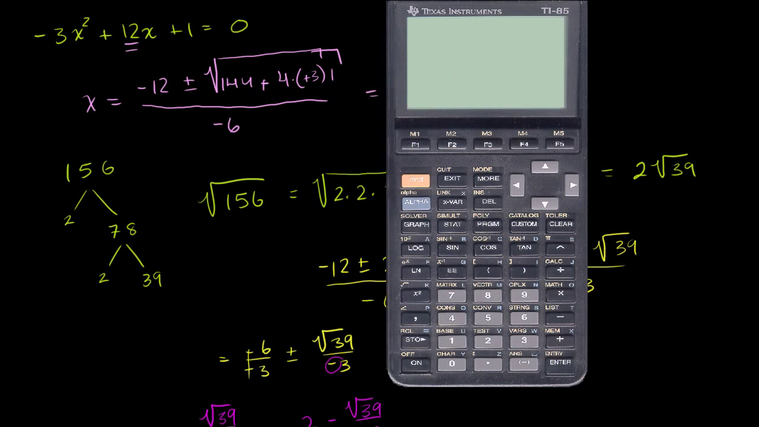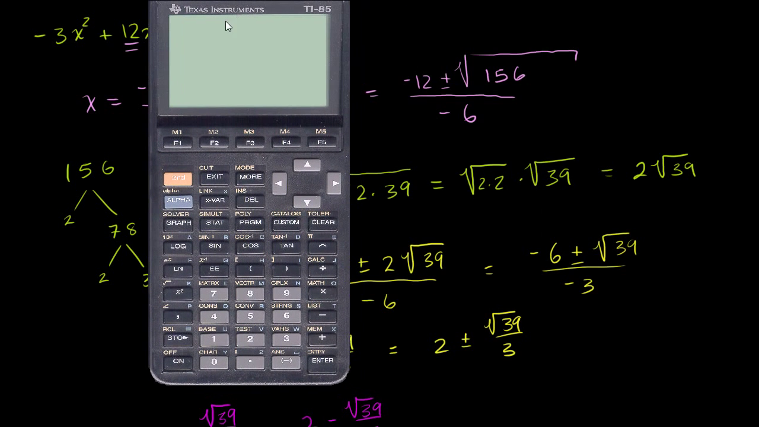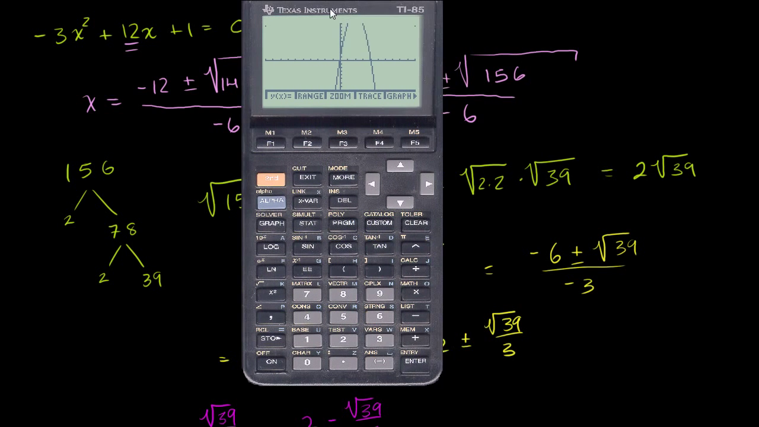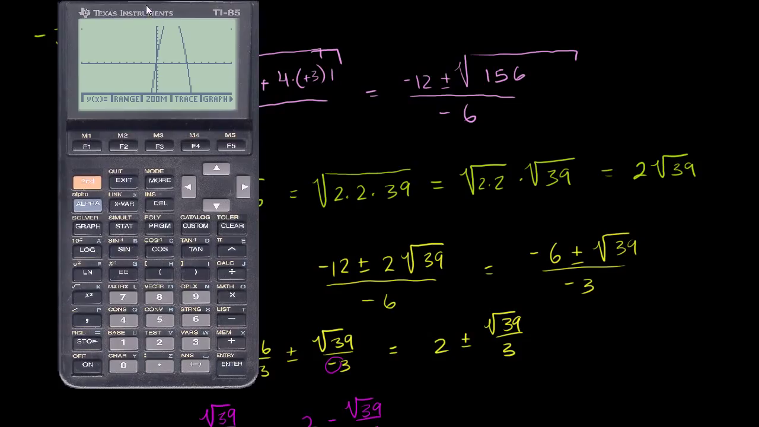Let's verify. I'm just curious what the graph looks like. So let's just look at it. Let me clear this. Where's the clear button? So we have negative 3x squared plus 12x plus 1. And let's graph it. Let's see where it intersects the x-axis. It goes up there and then back down again. And so, what are the, so 2 plus or minus the square root of 39.